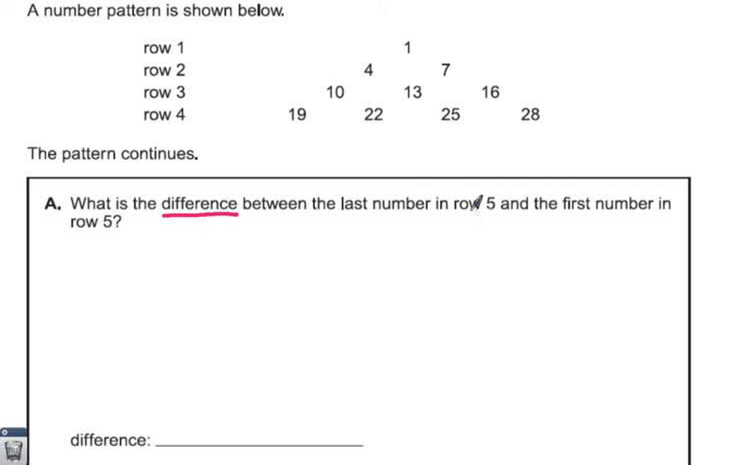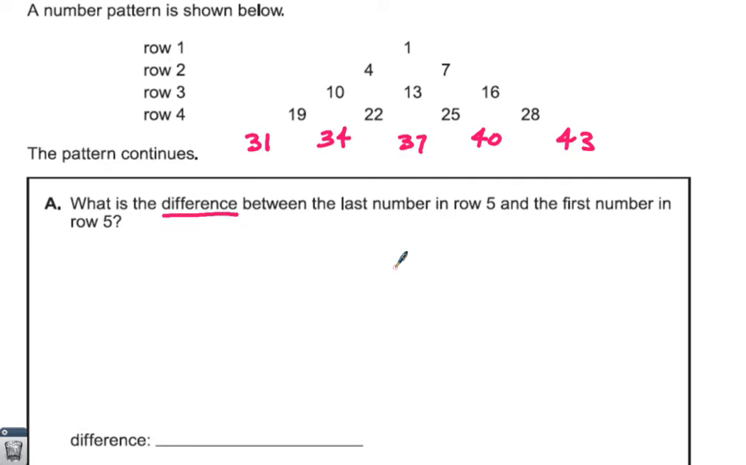So what's 28 plus 3? We would have row 5 down here with 31, and then 34, and then 37, and then 40, and then 43. So just by writing out all of row 5, we could figure out that the last number in row 5 is 43. The first number in row 5 is 31.